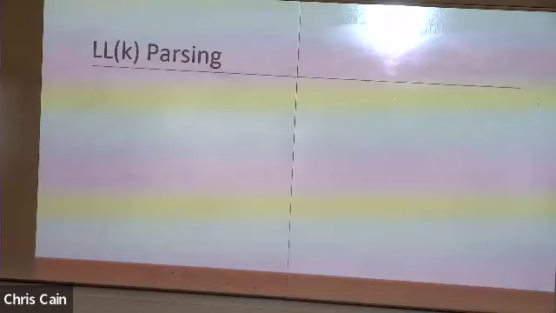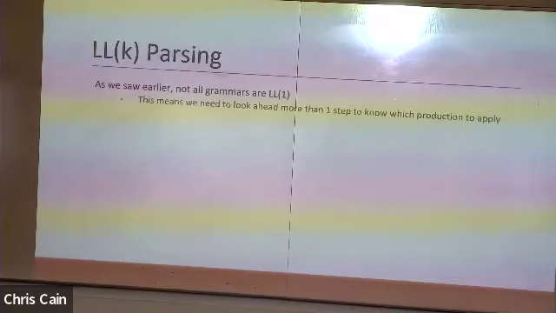So not all grammars are LL1. We saw this earlier, but now we want to figure out a way to be able to parse a grammar that is not LL1, but is instead LLK for some constant K. So what this means is rather than just a single character look ahead like we had on the last slide, we need some way of looking ahead more than one character. We need to be able to store more than one look ahead character.